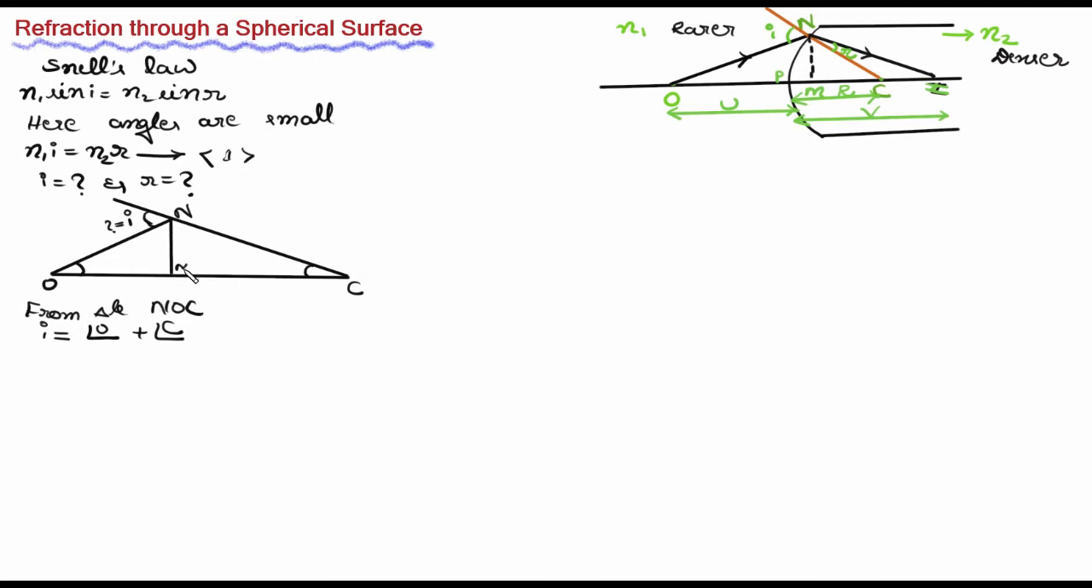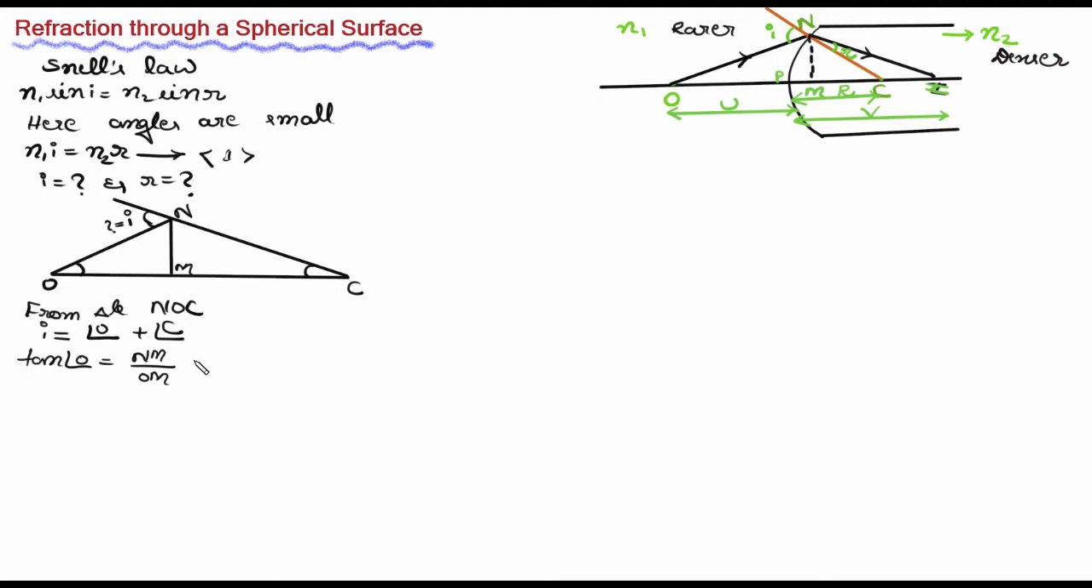This point is M. Fine. So the next step is to calculate O and C. From the trigonometric ratio tan of the angle, you can calculate tan O. Tan O will be NM divided by OM. So tan O is equal to NM divided by OM.